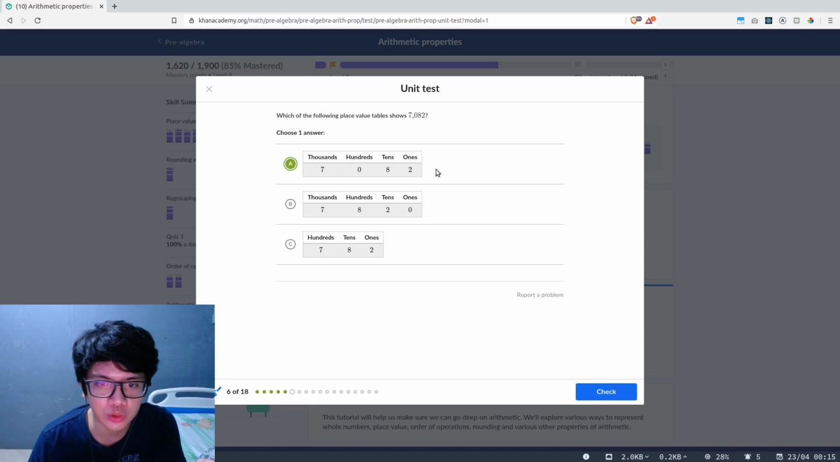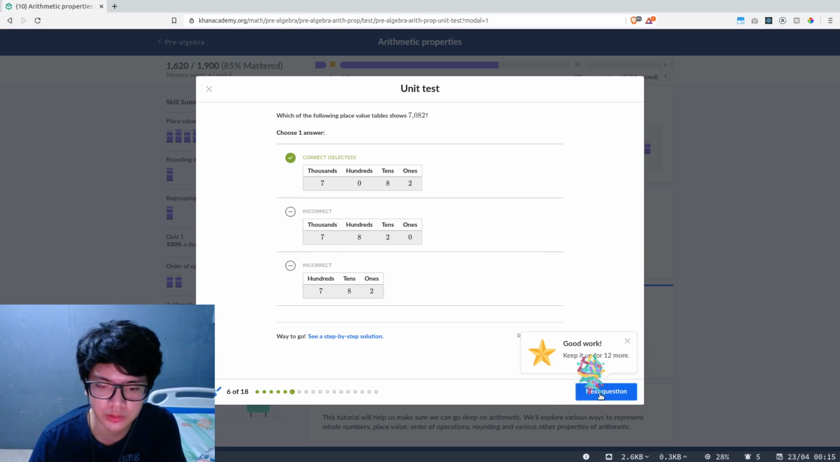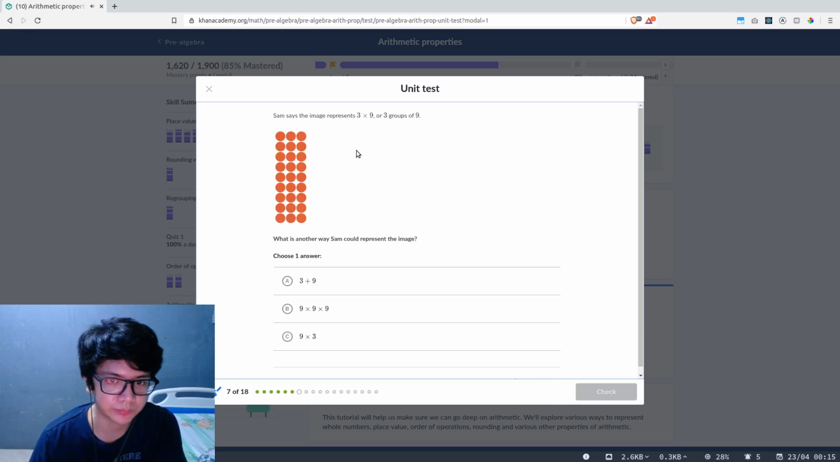8 tens and 2 ones. No. Choose one answer. Oh, this hundreds. Okay, with thousands. Sam says the image represents 3 times 9 or 3 groups of 9. Then 9 groups of 3, okay.